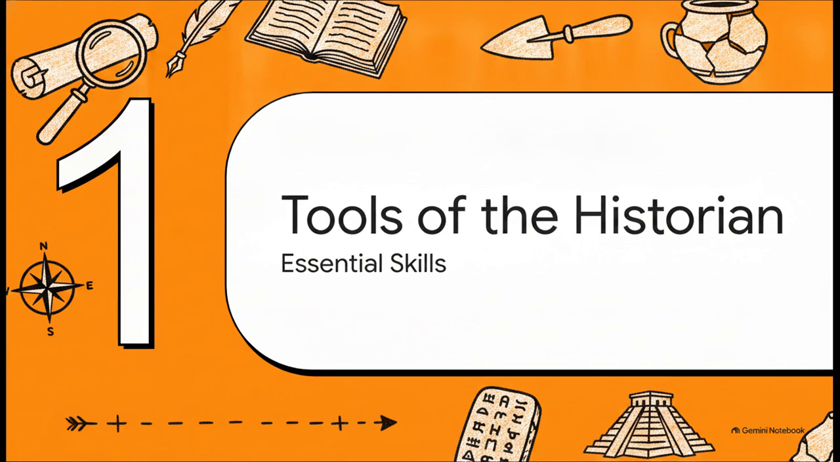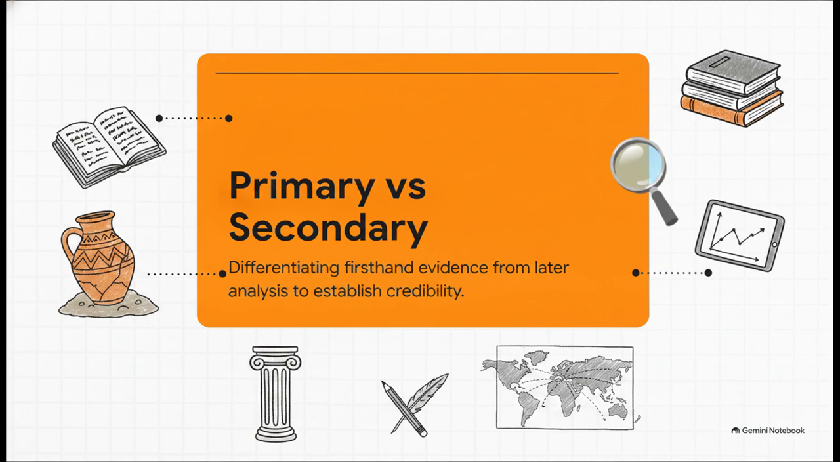Section 1. Tools of the Historian, Essential Skills. Before we even peek at an ancient civilization, we gotta know how to look at the evidence. Common Core literacy standards for social studies actually require us to base our writing on solid evidence. And that all starts with knowing the difference between primary and secondary sources.